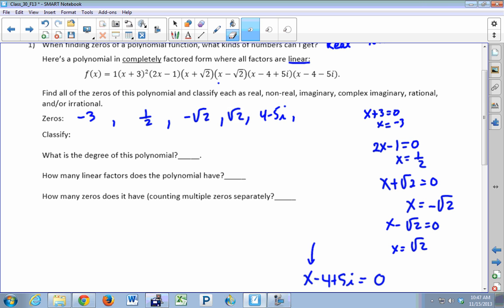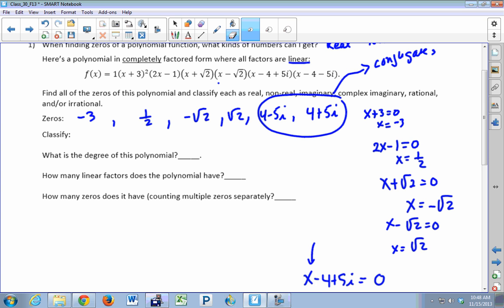Does anybody have a guess what the next one might look like? 4 minus 5i? What? 4 plus 5i, right. They're called conjugates. You can solve it the same way. Notice these two are called conjugates of each other. The only way they differ is one has a plus and one has a minus. Otherwise, they look exactly the same.